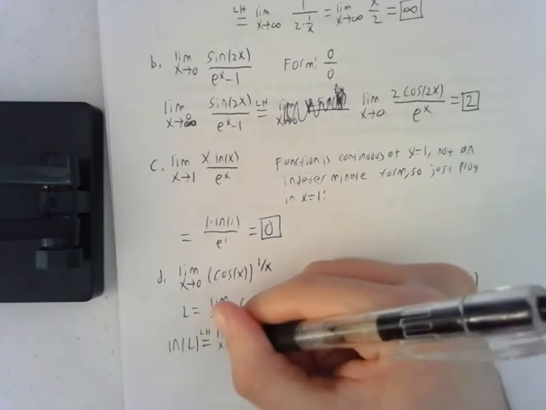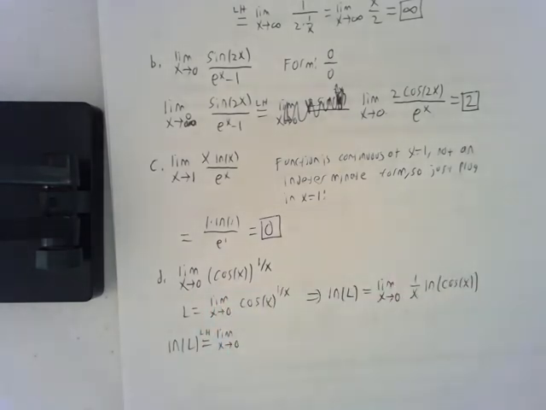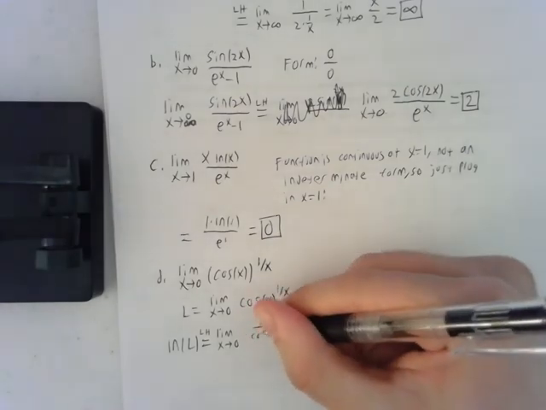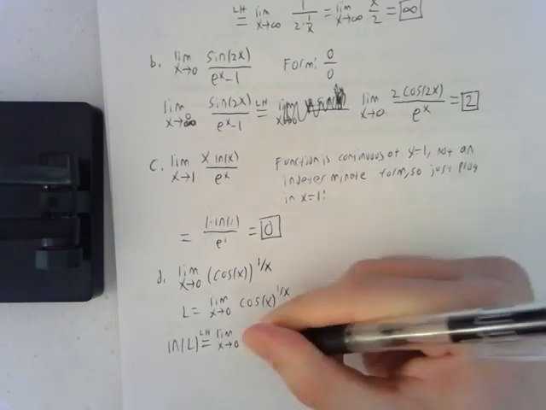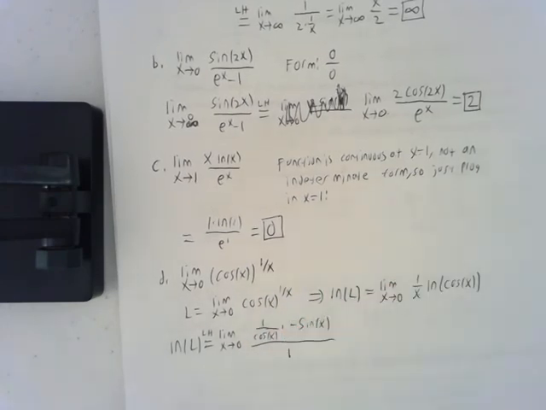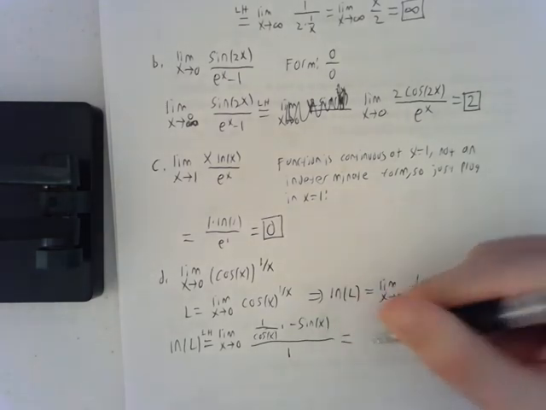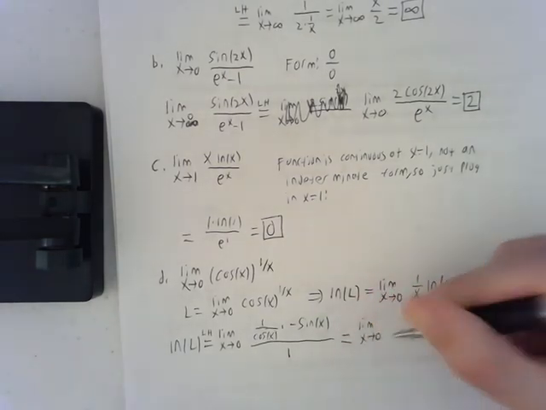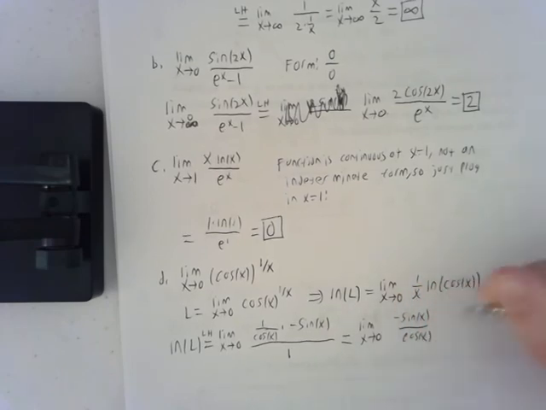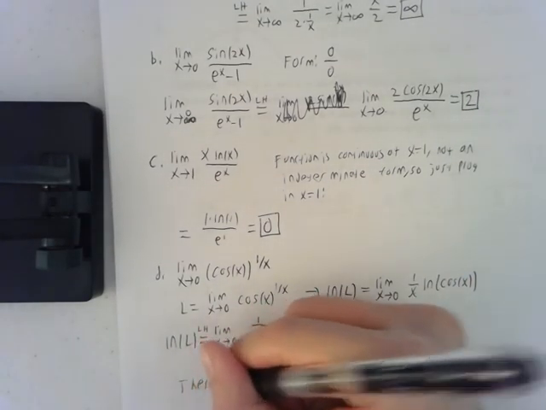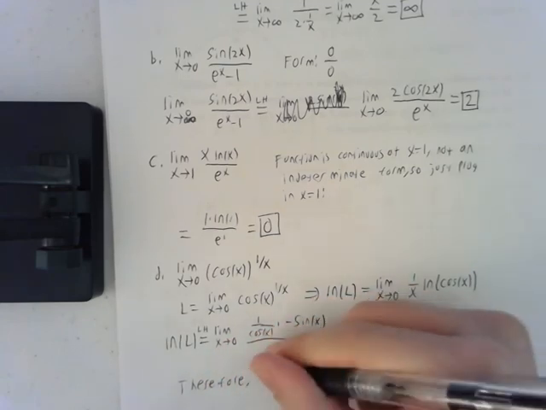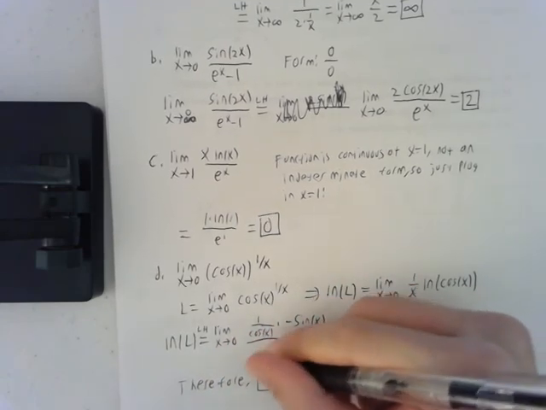So we get the limit as x goes to 0. The derivative of log of cosine of x gives us 1 over cosine from the derivative of the log function. Then by the chain rule, we have the derivative of cosine, which is a negative sine. The derivative of x is 1. If we simplify a little bit, it's the limit of negative sine of x over cosine of x, and this is equal to 0. So if log of L is equal to 0, L has to be equal to 1. So that's our answer.